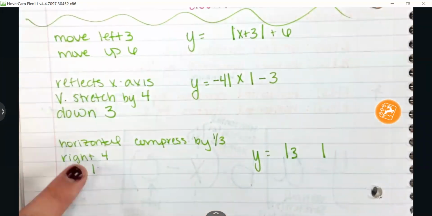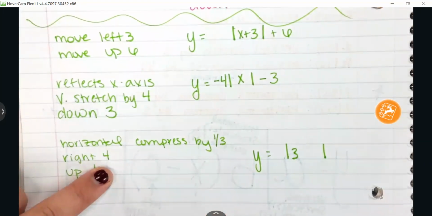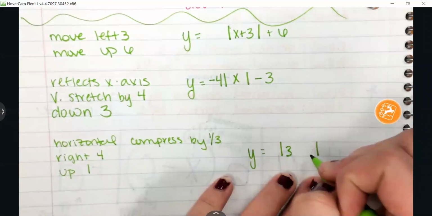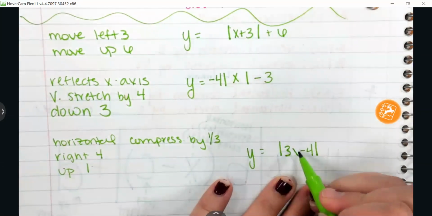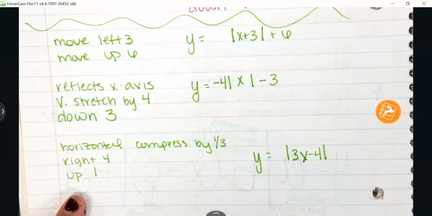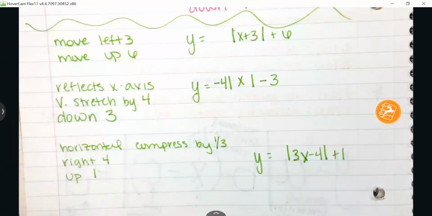It moved right 4, inside, outside. Inside, +4 -4. -4, what has to go with it? X. Up 1, inside, outside. Outside, plus or minus. Okay, listen, this is way wrong.